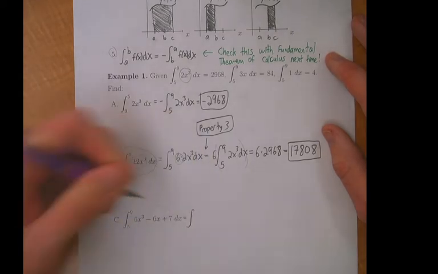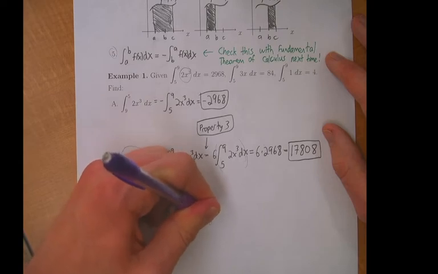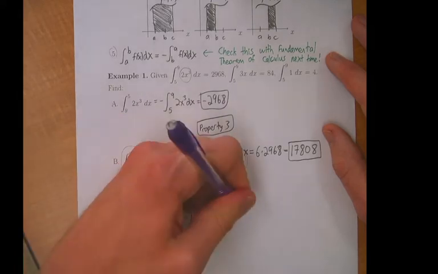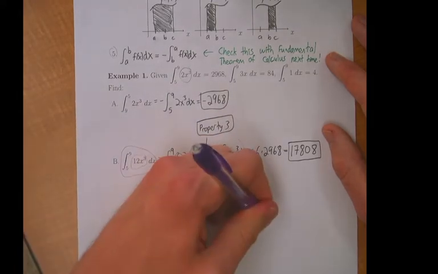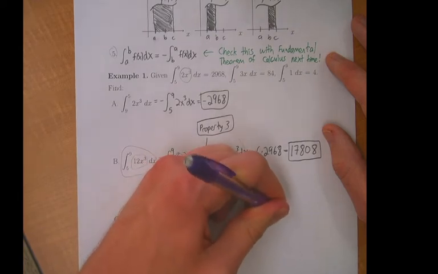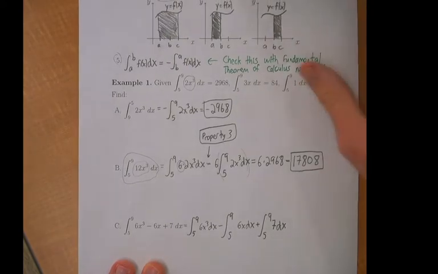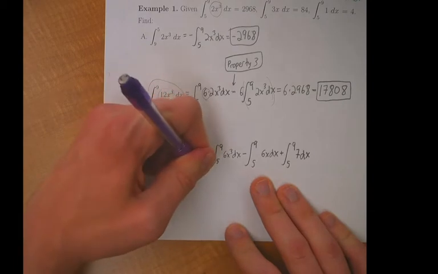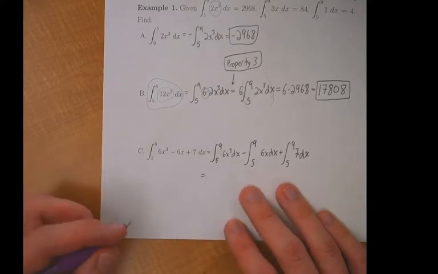So what that means is that we can take the integral from 5 to 9 of 6x cubed dx, minus the integral from 5 to 9 of 6x dx, and then plus the integral from 5 to 9 of 7 dx. Okay. So now that we have that, if we use similar reasoning to what we utilized in part B, how can we figure out the value of this integral?